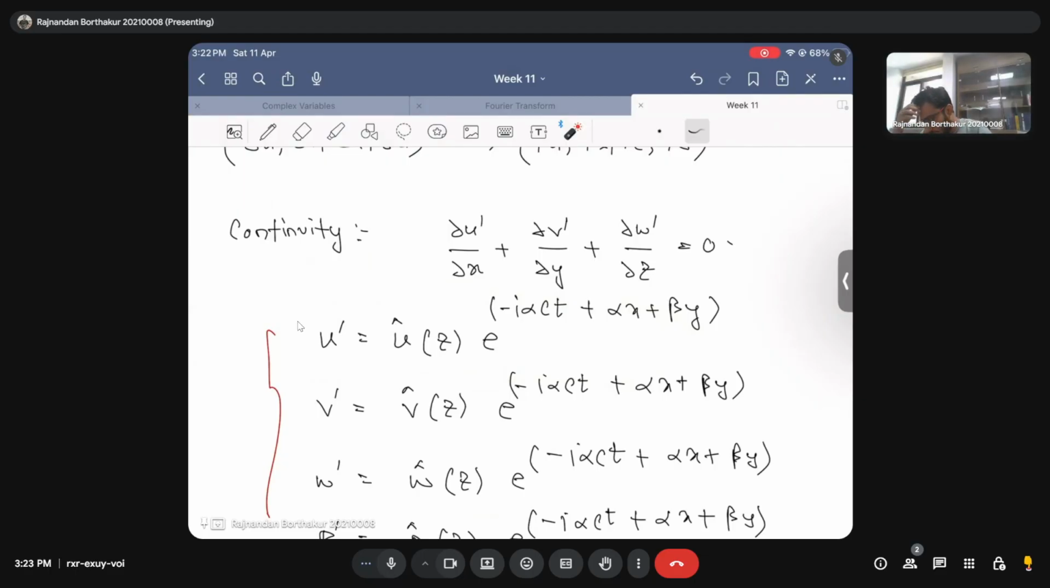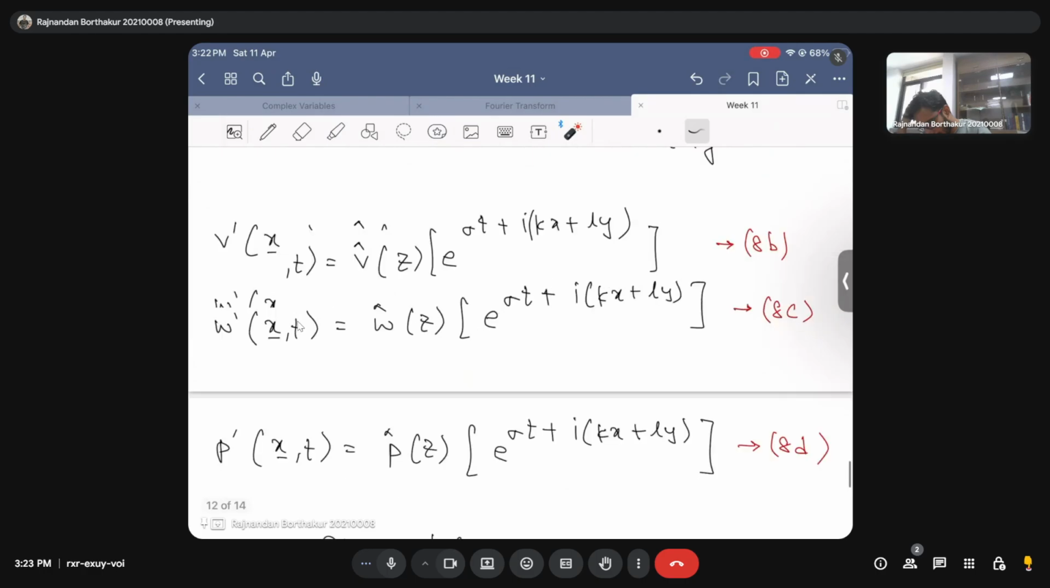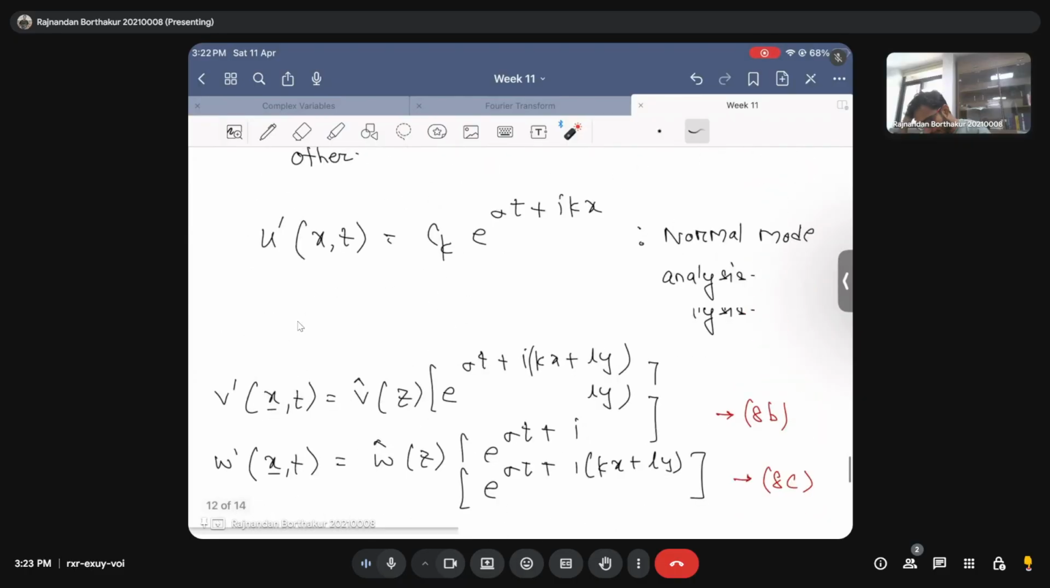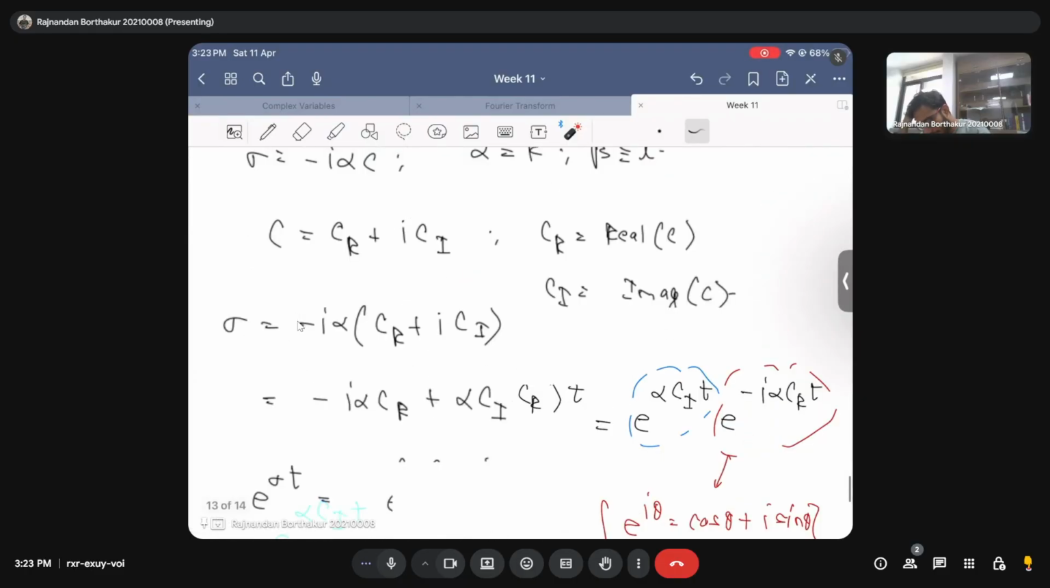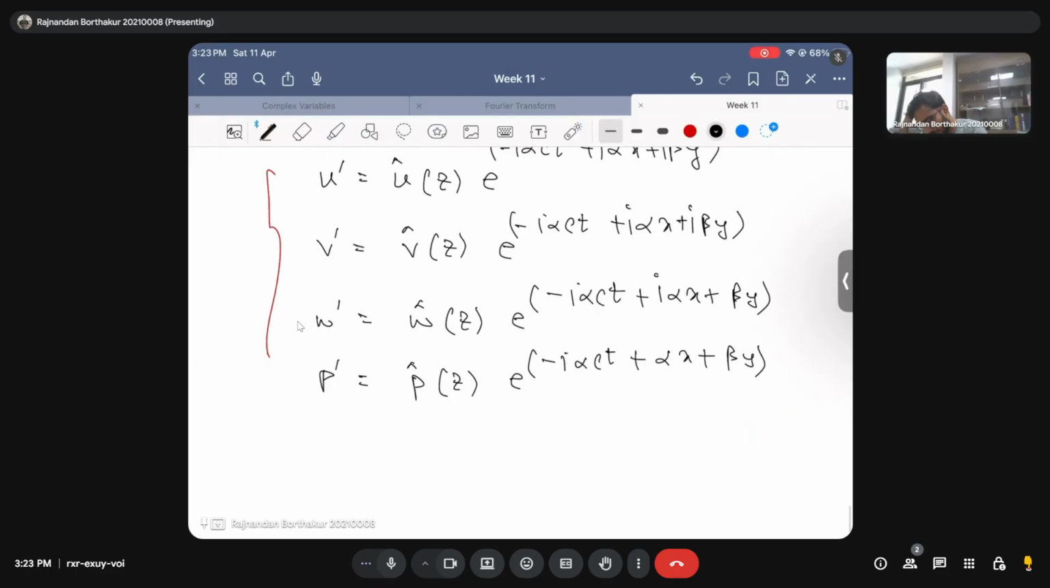Let's see. Okay, hold on. I think I missed an i somewhere. Yes, you should. So see, this is i k x, right? Sigma t plus i k x. So here there would be an i. That's what I was thinking. There would be an i here, and there would be an i here. Okay.